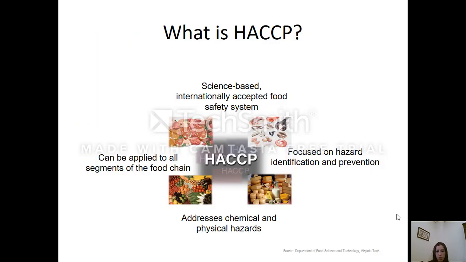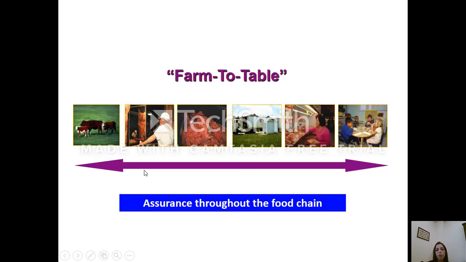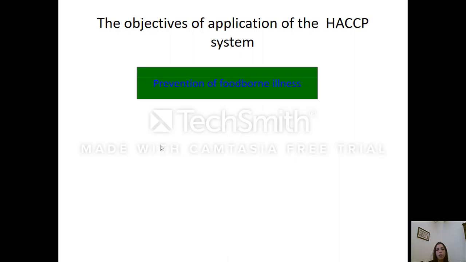So what is a HACCP system? It's a science-based, internationally accepted food safety system focusing mainly on identifying the hazards and preventing them. It addresses all the chemical, biological, and physical hazards and can be applied to any segment of the food chain from farm to fork. So it's a farm-to-table continuum, a farm-to-table concept where we need to ensure that the food is safe all throughout the food chain.